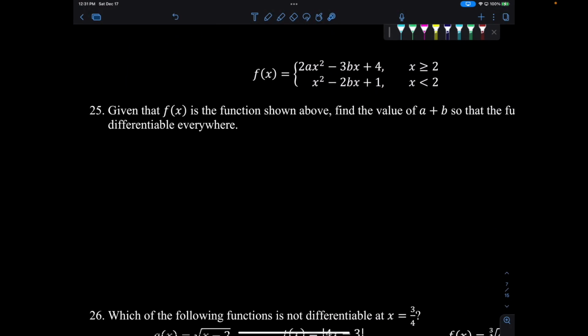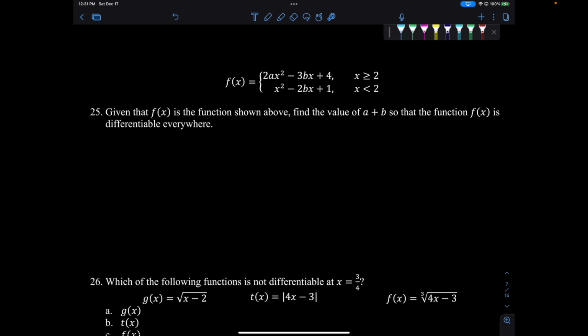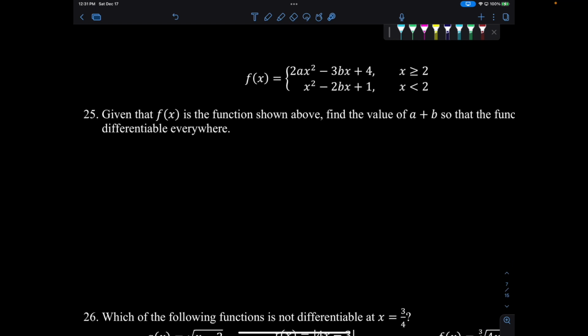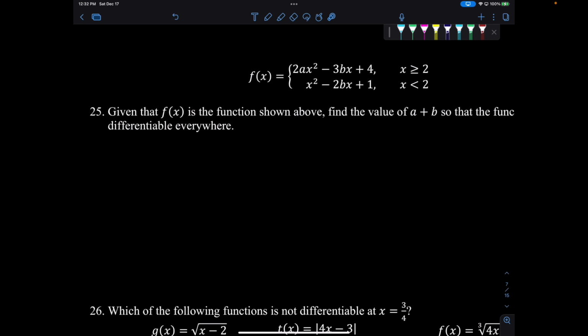Next up, given that f of x is the function shown above, find the value of a plus b so that the function f of x is differentiable everywhere. All right, so this is similar, and maybe this is the actual problem that we should have had last time. So, continuous, we're going to operate on two different levels here, right?